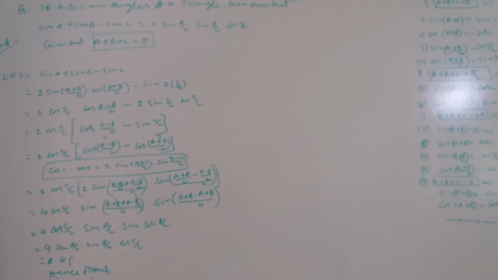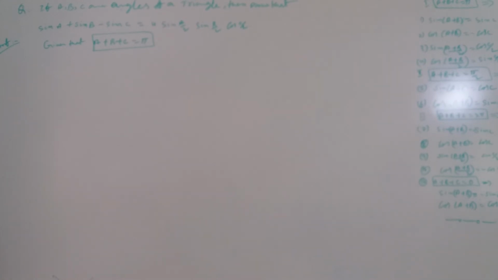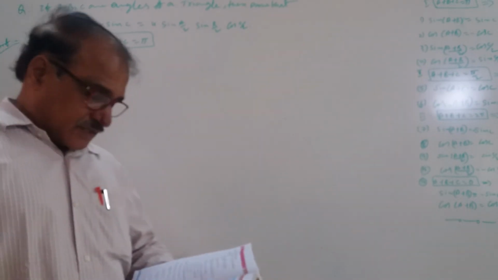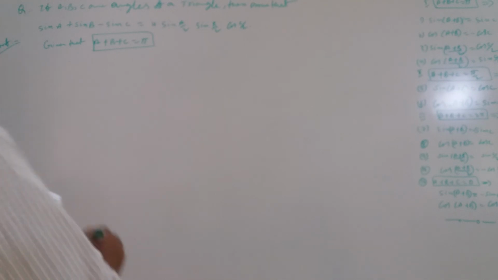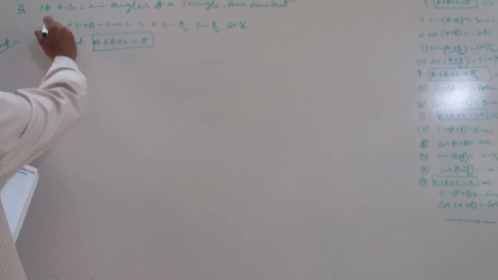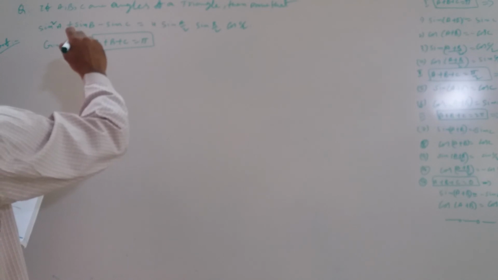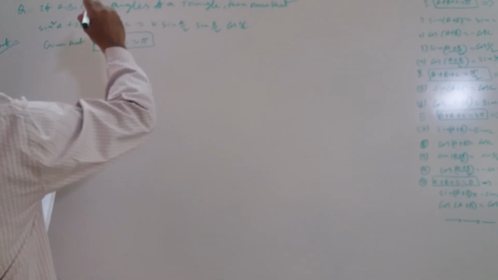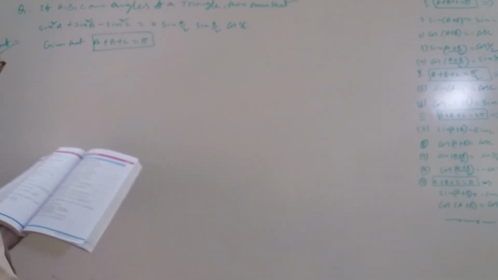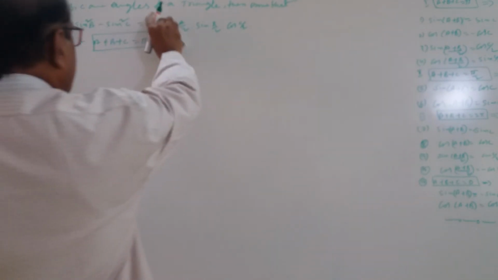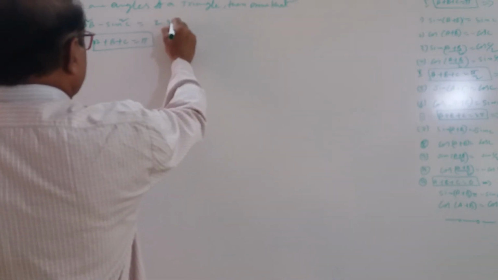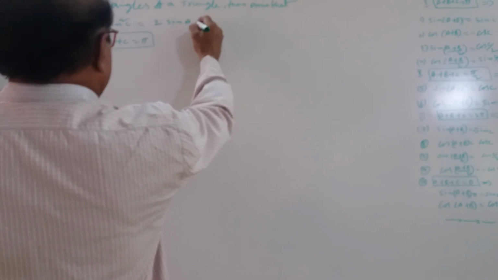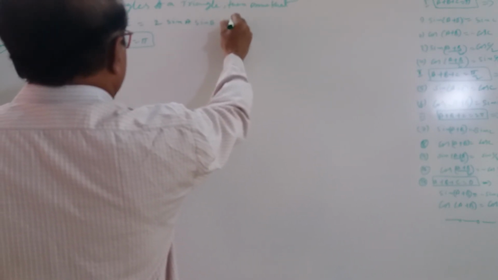Okay, now we will take another one. Here we will solve another problem. If A, B, C are angles in a triangle, then prove the third one: sin square A plus sin square B minus sin square C is equal to 2 sin A sin B cos C.